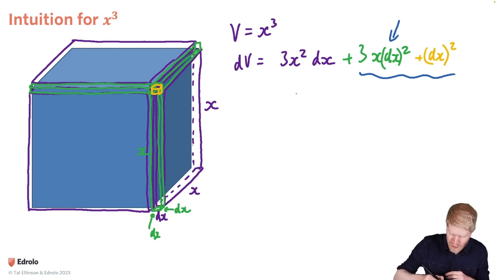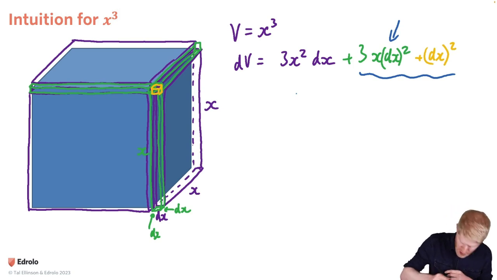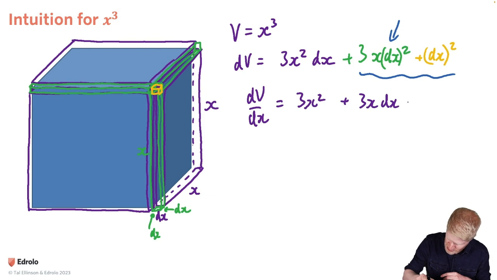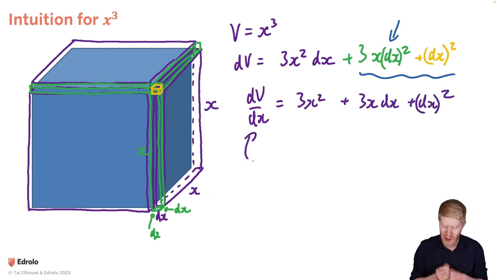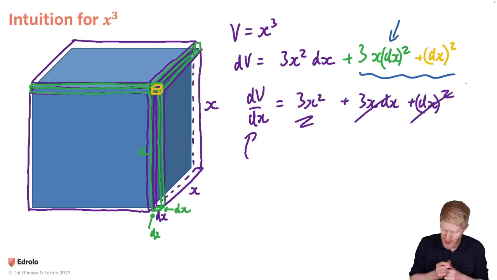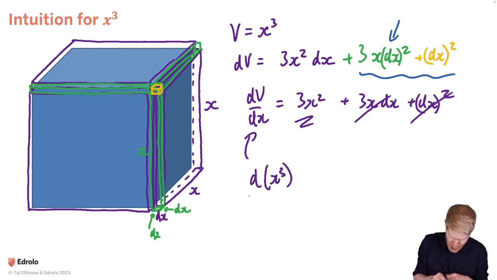Or if we wanted to, we could define a more rigorous approach, and we could divide all sides by dx, and we'd get dV/dx is equal to 3x squared plus 3x dx plus dx squared. And we can say, yeah, the ratio of 2 infinitely small values, that's a real number. That's a good thing. But basically in the same logic as limits, as dx approaches 0, this one and this one is going to disappear. And we're left with dV/dx is 3x squared, and V is the same as x cubed, so the derivative of x cubed with respect to x is 3x squared.